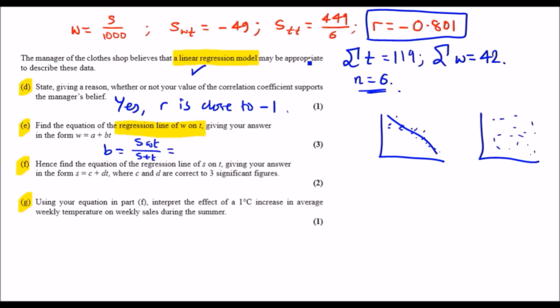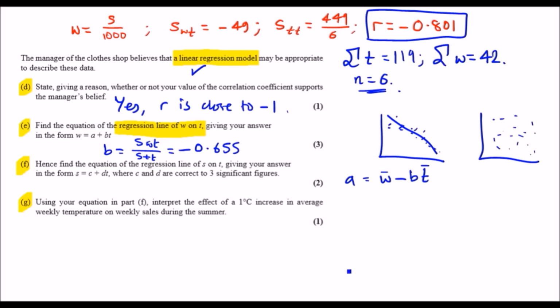Let's smash that calculator. And you should get, to three significant figures, minus 0.655. I would keep this answer in the calculator for part A, so don't delete the answer yet. Let's do the value of A. One way to work out A, which is very convenient, is to rearrange this regression equation and make A the subject, so it'd be W bar minus B T bar, putting a mean sign on both W and T, and that's it, you've done it.